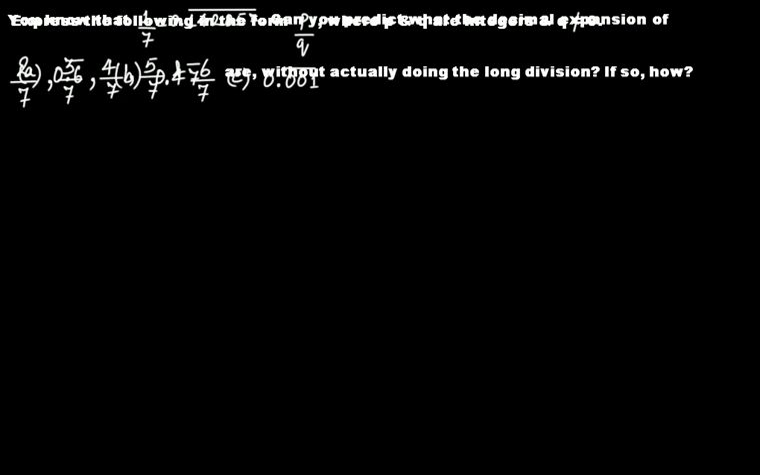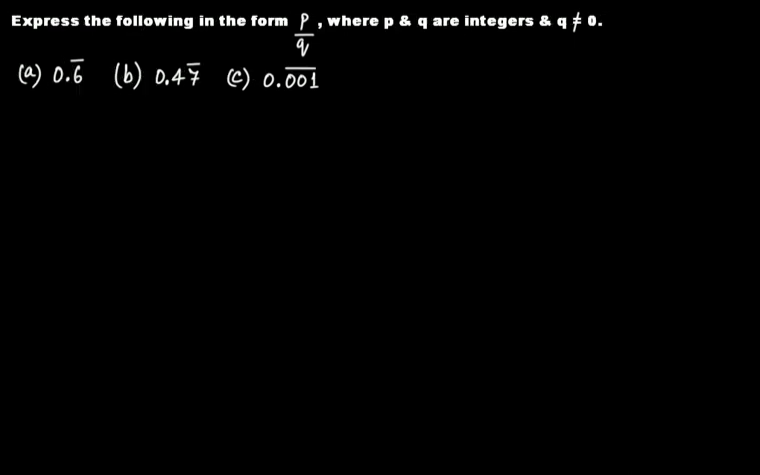Now, this is the last question: express the following in the form p by q, where p and q are integers and q is not equal to 0. So this is 0.6 with the bar over 6. It means that it is of the form 0.6666 and so on. Let's assume that this is x. So x is equal to 0.66666 and so on.